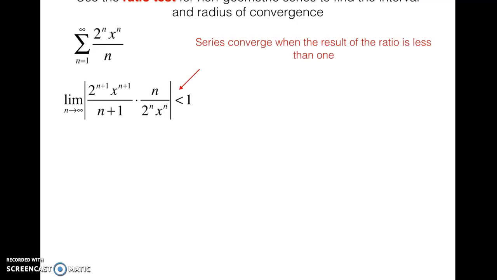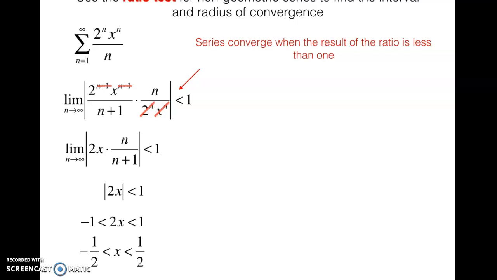We must use the ratio test for non-geometric series to find the interval and radius of convergence. When the radius and the interval of convergence are found using the ratio test, we want the limit of the ratio to be less than 1. Taking the limit as n goes to infinity, the absolute value of x times n over n plus 1 is less than 1. We are looking at the relationship of the n terms, so we only evaluate as n approaches infinity. N over n goes to 1, so the only thing we're left with is the absolute value of x being less than 1. Here, we end up with an interval from negative 1/2 to positive 1/2.